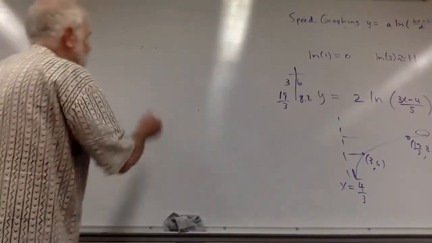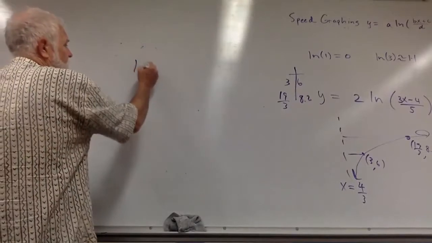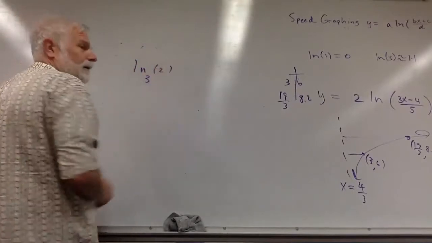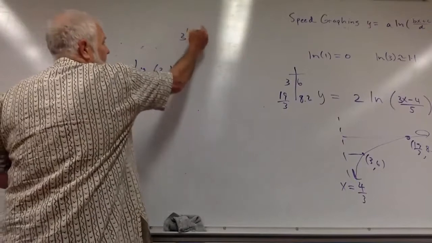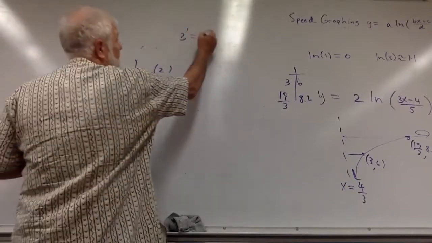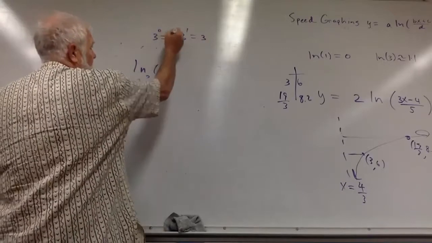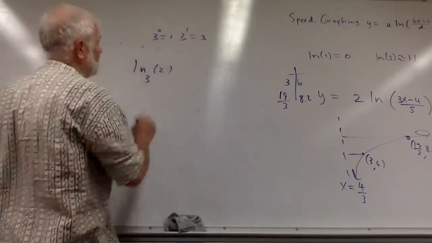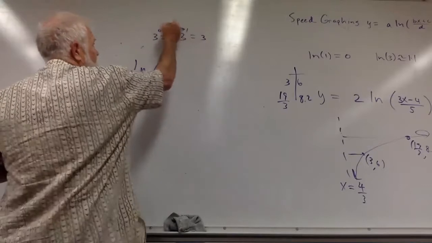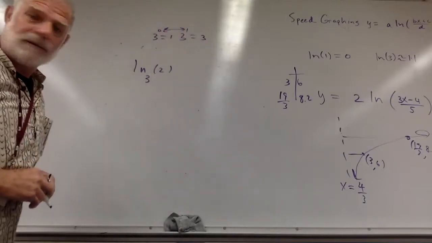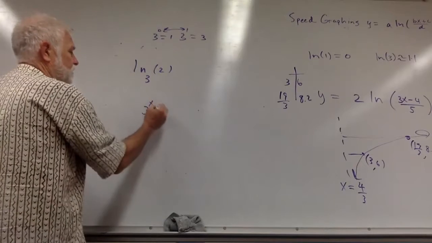All right, so how about you find out what you put on top of a 3 to get a 2? I know 3 to the 1 is 3. I know 3 to the 0 is 1. Now I think 2 is in between 1 and 3, so my exponent should be between 0 and 1. Let's go find it. 3 to the x equals 2.